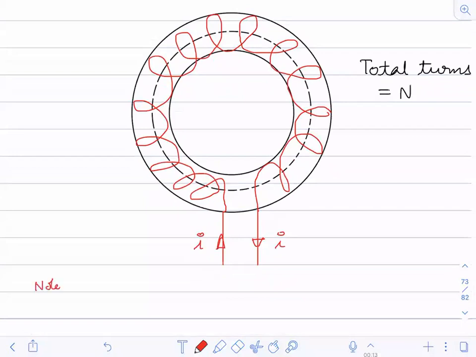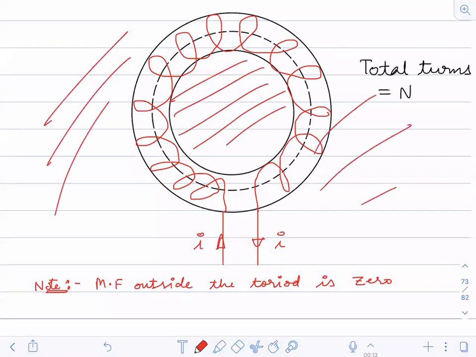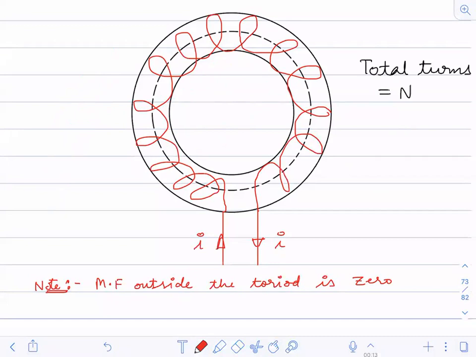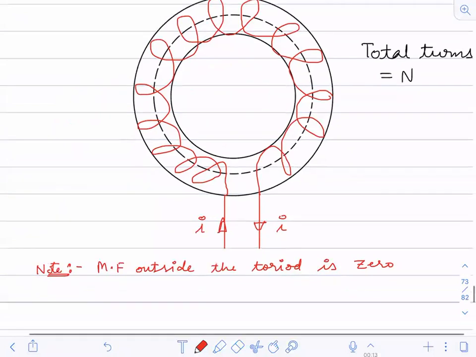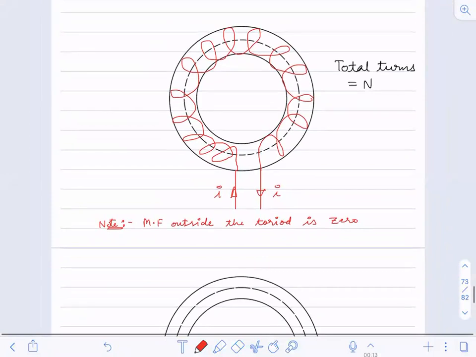One more important point that we get from here is that the magnetic field outside the toroid is 0. So if I take a magnetic field in this region, or outside, it's always 0. You will have a magnetic field only inside the toroid. So let us apply Ampere's circuital law and try to find out the magnetic field over there.